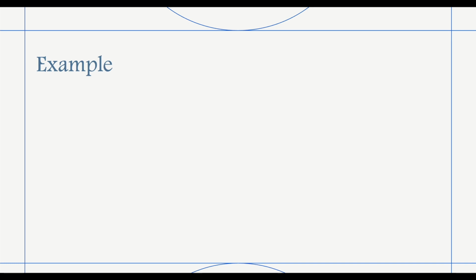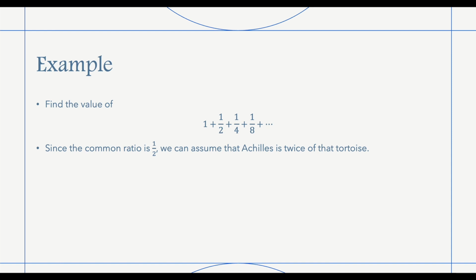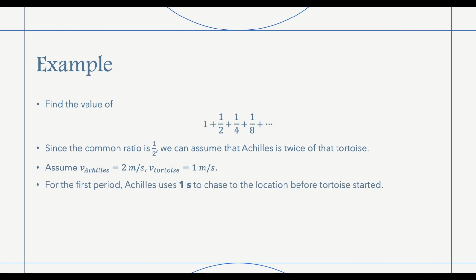And we can look at another example. This actually works for every single geometric series. Let's say we want to find the value of 1 plus 1/2 plus 1/4 plus 1/8, and so on and so forth, this infinite geometric series. Since the common ratio is 1/2, we can assume that Achilles is twice as fast as the tortoise. The velocity of Achilles is 2 meters per second, and the velocity of the tortoise is 1 meter per second. For the first period, Achilles uses 1 second to reach the location where the tortoise started, and this 1 second comes from the first term in the geometric series.